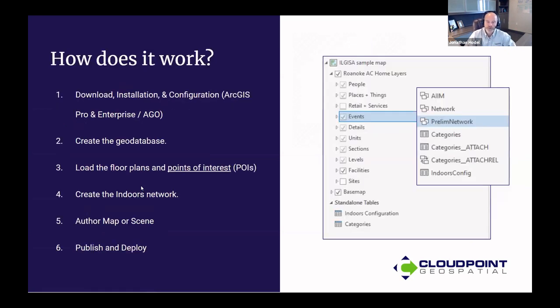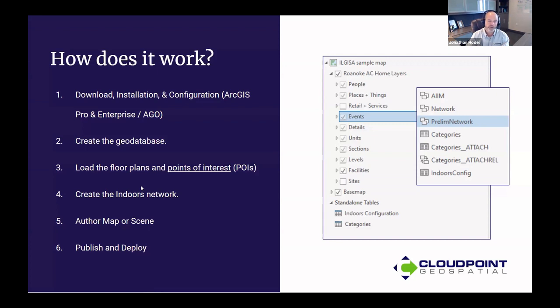So how does it work? The process, at a high level: you download, install and configure it, so we get it set up in our Pro and in our enterprise organization. Then we create the scratch geodatabase using their model, and there's a GP tool that we'll look at to create the geodatabase. Then we load the floor plans and points of interest. When I say load, I mean bring them in from CAD, or otherwise, like I said, you have to create those by going from scan to floor plans.